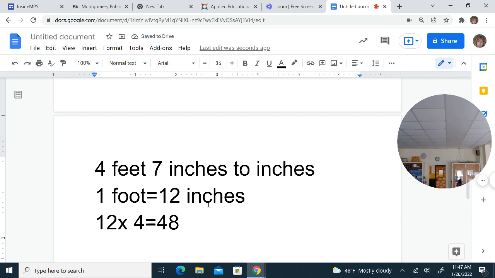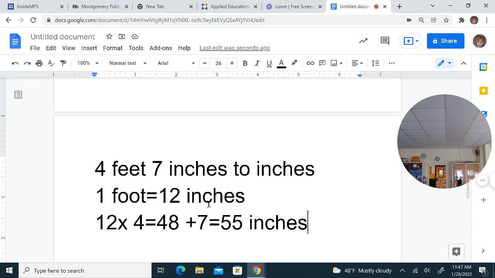Did the light come on? Somebody said, oh, okay, I got it now. And then add the 7 inches. So that's going to give you 55. So we multiplied 12, your inches, times your 4 feet, and added 7, because you're trying to get inches.